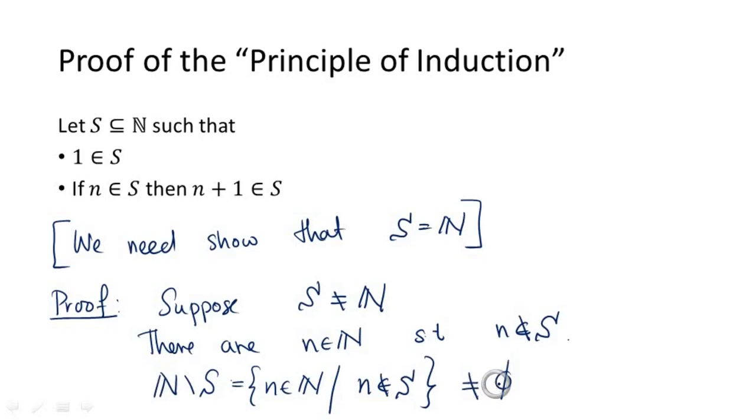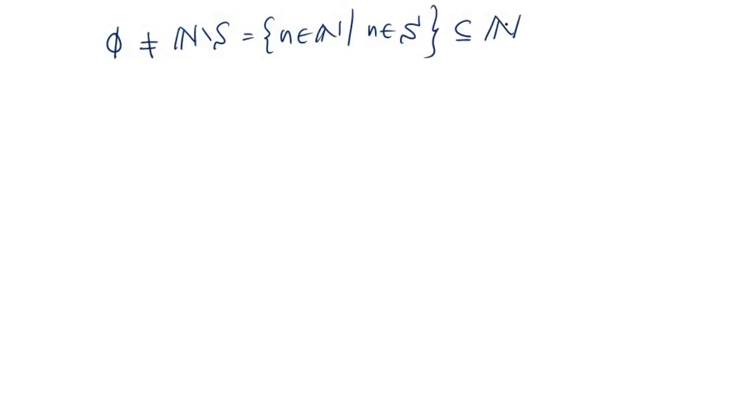Now, because this is a non-empty subset of natural numbers, we can apply the well ordering principle to this set. What does the well ordering principle imply? It implies that this set should have a minimum element. So, we have N minus S consisting of all integers that do not belong to S, and we know this is a non-empty subset of natural numbers. Therefore, by the well ordering principle, N minus S has a minimum element. So let's call that minimum element n naught.